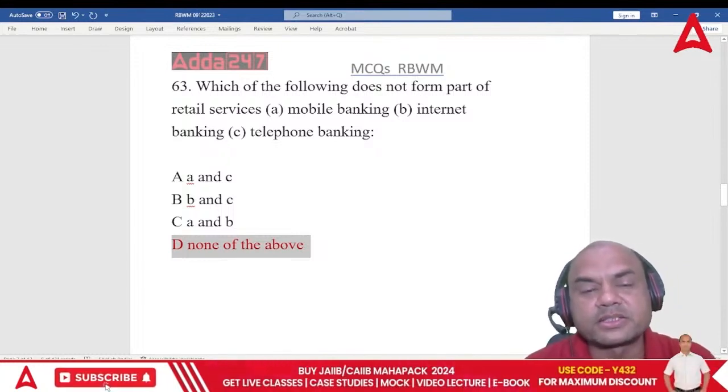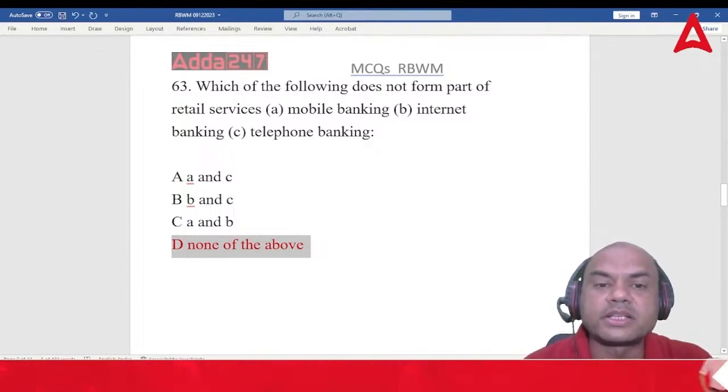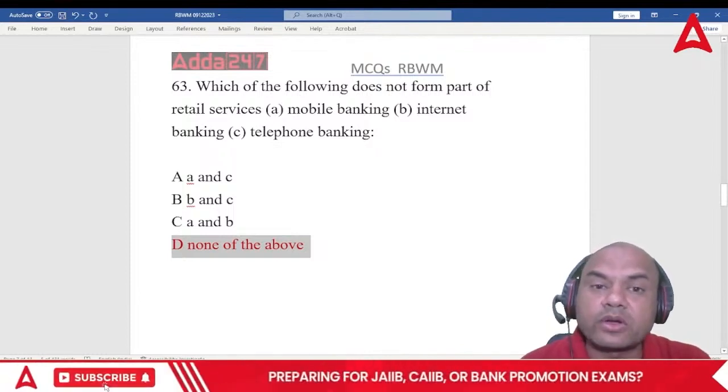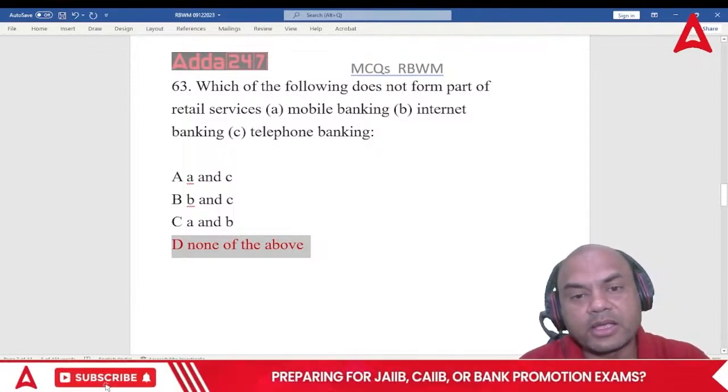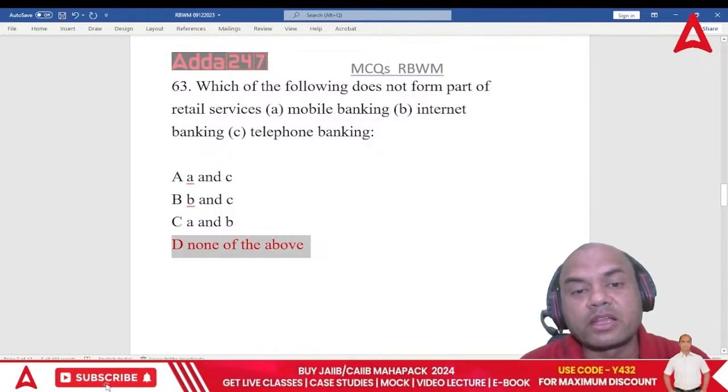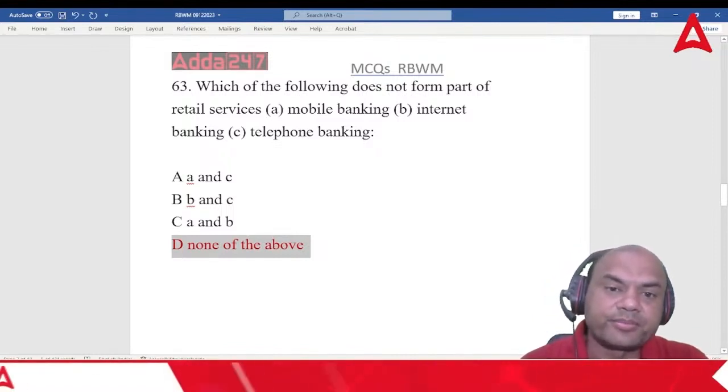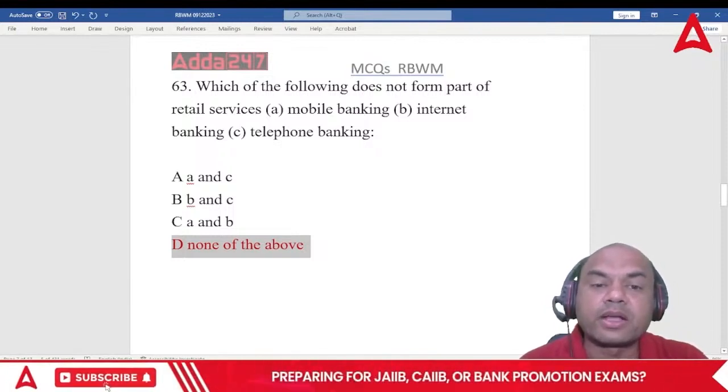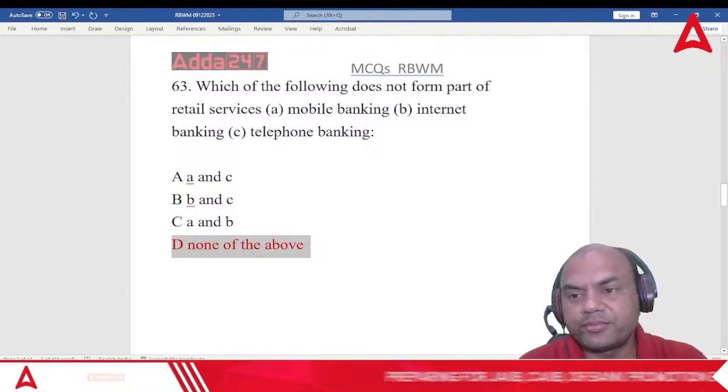What is alternate channels? Alternate channels mean those channels where human being is not directly involved. Mobile banking, internet banking, app banking, telephone banking, social media banking, all these, okay? So these are a part of retail services now, okay?